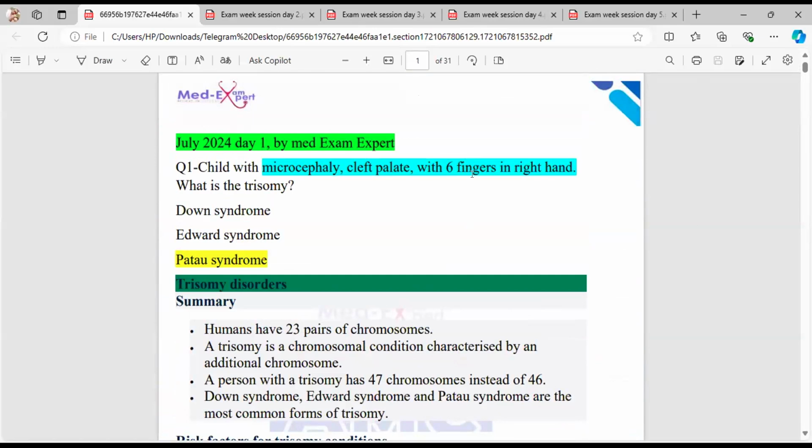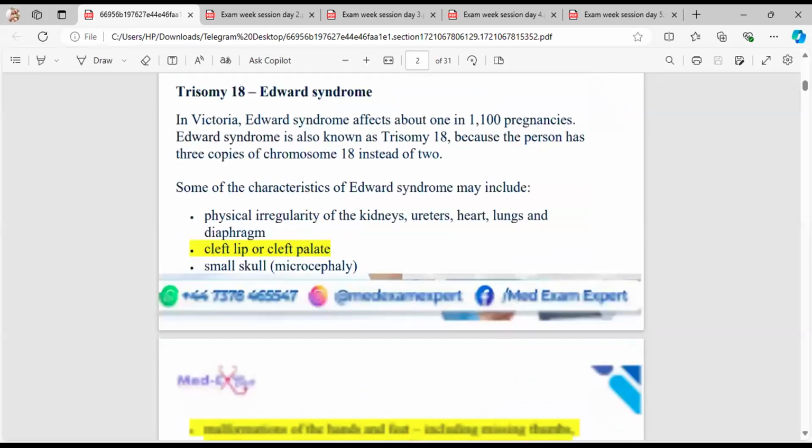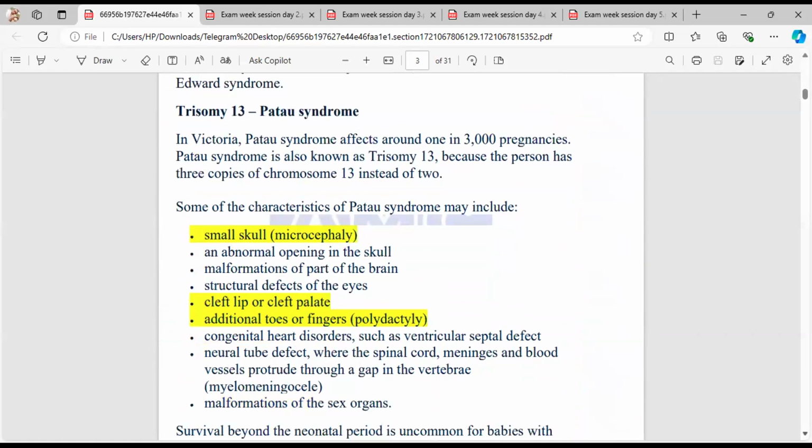It is something else. Now let's read the last option, Patau syndrome. In Victoria, Patau syndrome affects around 1 in 3,000 pregnancies. Patau syndrome is also known as trisomy 13 because the person has 3 copies of chromosome 13 instead of 2. Some characteristic features are small skull, microcephaly, an abnormal opening in the skull, malformation of part of the brain, structural defects of the eyes, cleft lip or cleft palate, additional toes or fingers. So this is the point. Additional toes or fingers. Now it is clear.